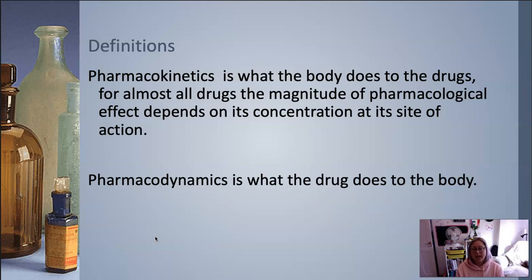So pharmacokinetics is what the body does to the drugs. For almost all drugs, the magnitude of the pharmacological effect depends on its concentration at its site of action. So what this means is, when we take a medication into our body, if I take a tablet, what actually happens once it goes into the body? Before the medication has even had time to think about doing anything, the body actually starts to affect the medication that you've chosen. If I take a paracetamol, I take it generally through my mouth. It's an oral tablet.